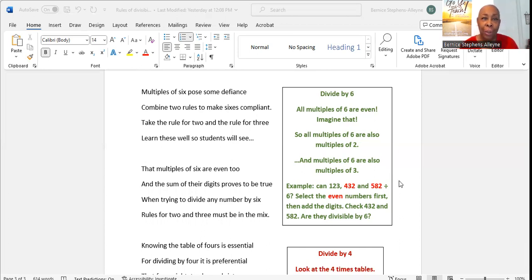Here's what we're not so aware of: that all multiples of 6 are even. Start with that. All multiples of 6 are even. But they're also divisible by 3. So we have to take the rule for 2, look for the even number first, then add the digits to see if it will work for 3.